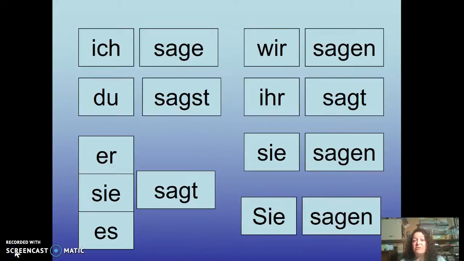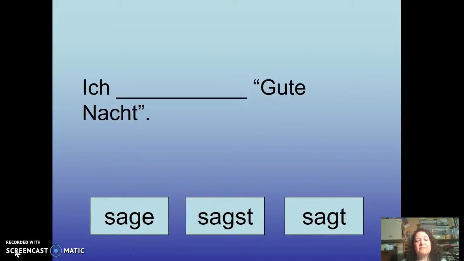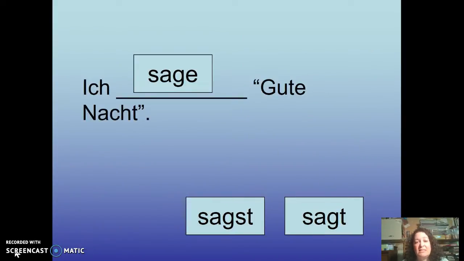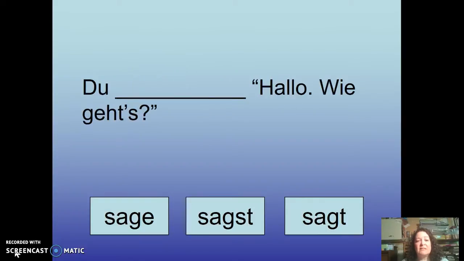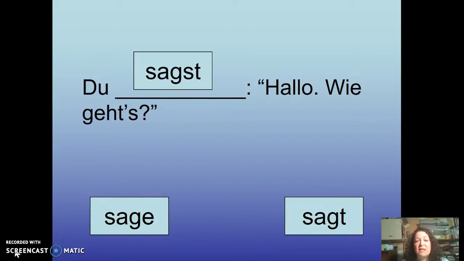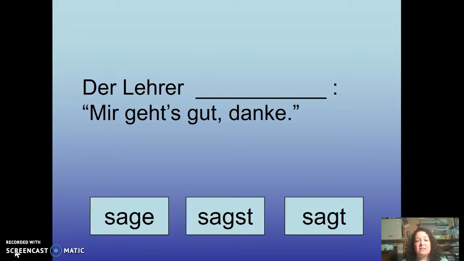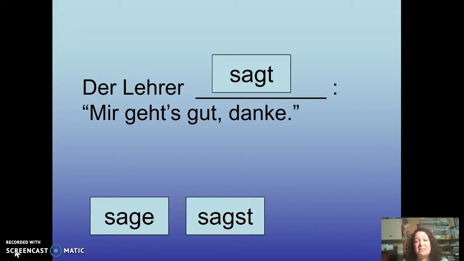Okay, now we've got the verb sagen, which means to say. So you'll see some things that people are saying. It's a completely regular conjugation. Ich sage, du sagst, er sagt, sie sagt, es sagt. Wir sagen, ihr sagt, sie sagen, and Sie sagen. Okay, try to find the answer to this one. Ich sage, ich takes I. Du sagst, hallo, wie geht's? Der Lehrer sagt, the teacher says.